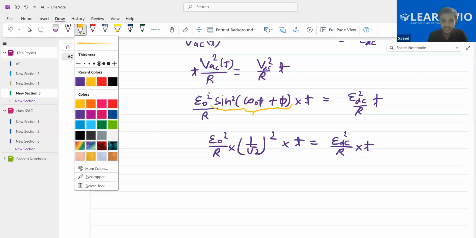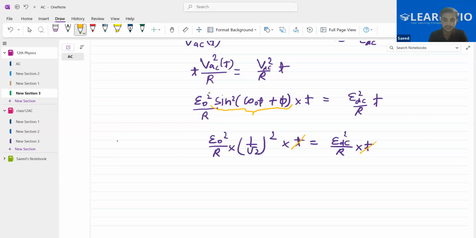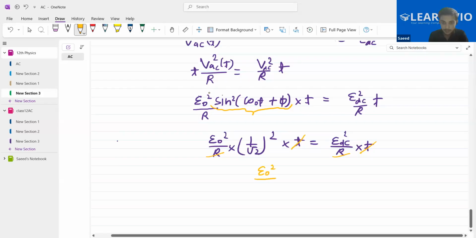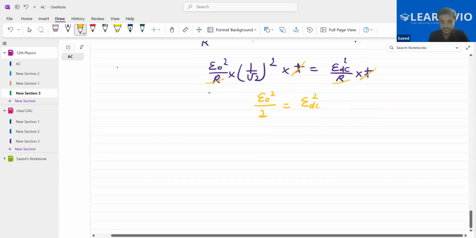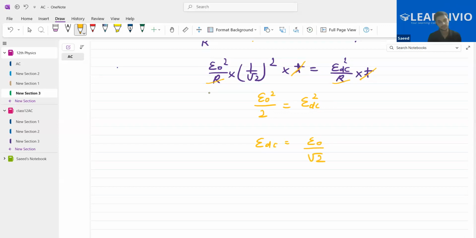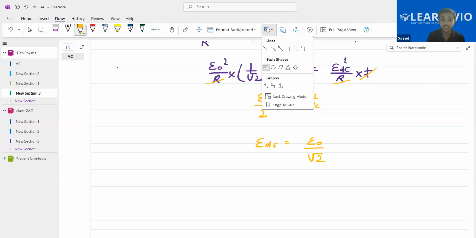Now just do the calculation here. Time T will be cancelled out, R will be cancelled out. Yes or no? If you calculate it, E naught square by 2 equals E of DC square. Yes or no? Now tell me one thing, what is E of DC? Is it not E naught by root 2? It is E naught by root 2. What does this mean?